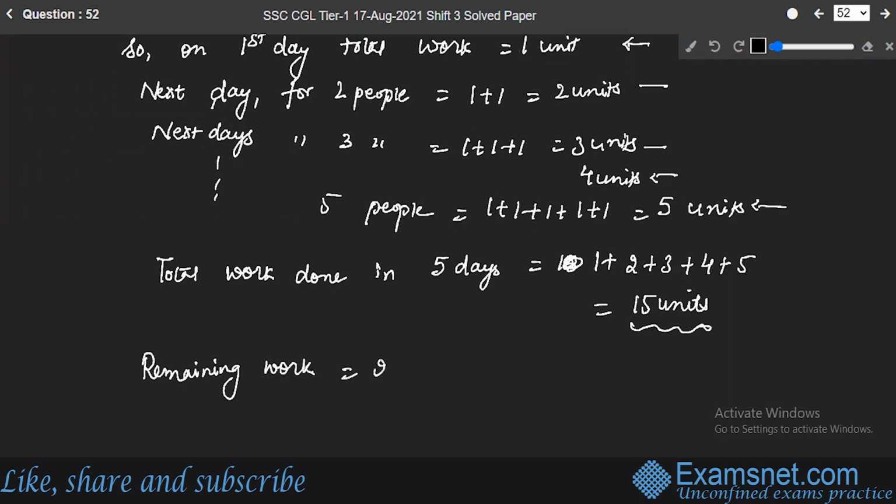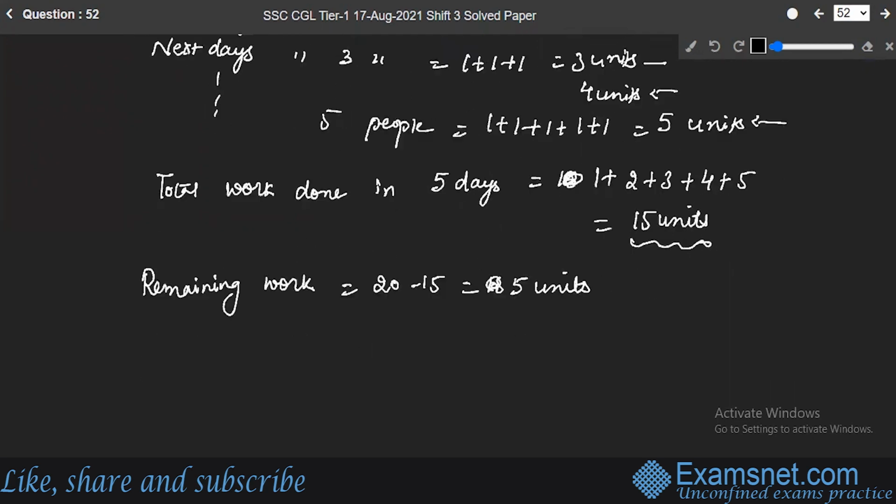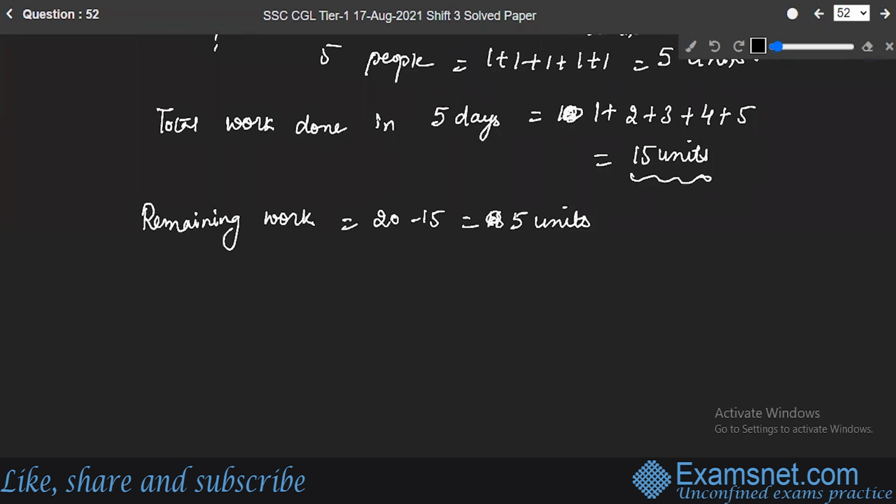Remaining work is 20 minus 15, that is equal to 5 units. Right? So 5 units of work is remaining. Now already 5 people are working there. So 5 units of work will be completed in 5 by 5, that is equal to 1 day.